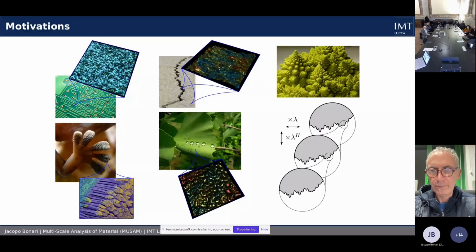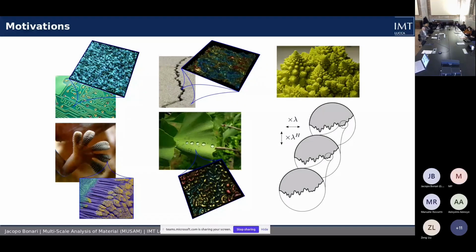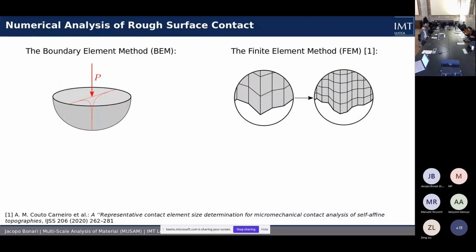For this reason, it's very important to take into account the exact geometry of two bodies when we have to analyze their contact interactions. Currently, there are two main numerical approaches for the study of contact problems involving rough surfaces.